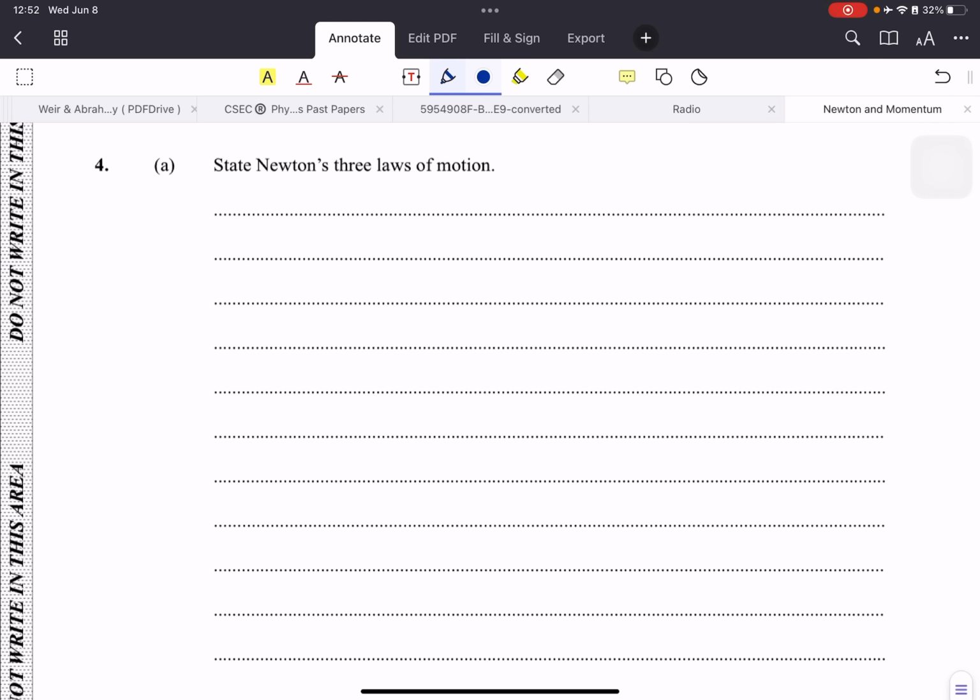The second law states that the unbalanced force on a body or in any object is equal to the rate of change of momentum. And finally, the third law states that if a body A exerts a force on a body B, then the body B will exert an equal but opposite force on body A. Alright, those are the simple three laws of motion.